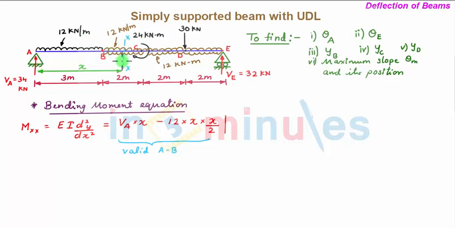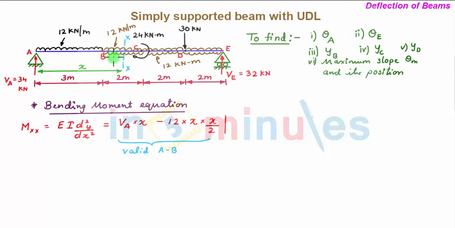Now let's move the section XX beyond point B such that your section XX is at the point as shown in figure at a distance x from point A. Now if we write the bending moment about section XX considering the left hand side of section, we'll have the first bending moment as VA into x, and second bending moment will be due to the UDL of 12 kN per meter acting at a distance of x, which is over here.